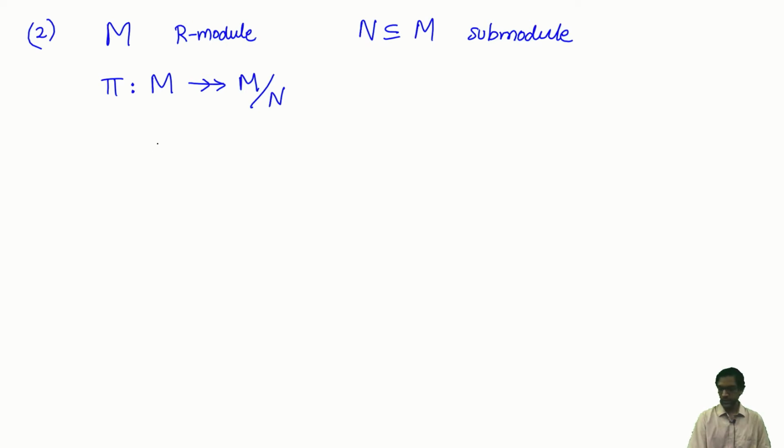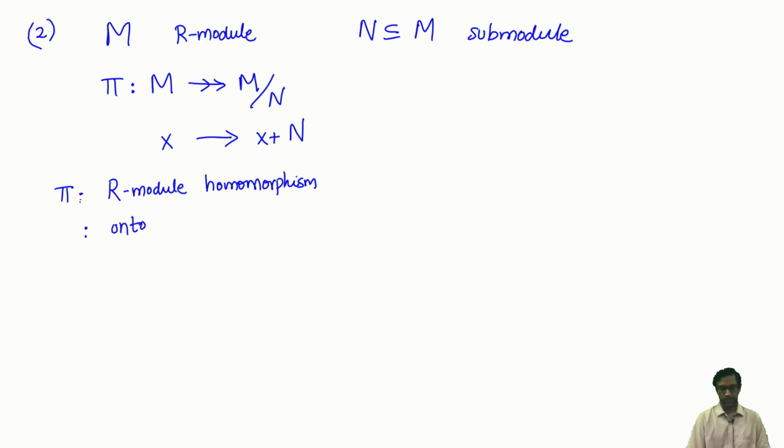So what does this map do? It takes each element x of M and maps it to the coset x plus N. This map pi is an R module homomorphism. Pi is onto. Sometimes it is called the quotient map. Okay, so the problem is the following: determine what the submodules of M mod N look like.